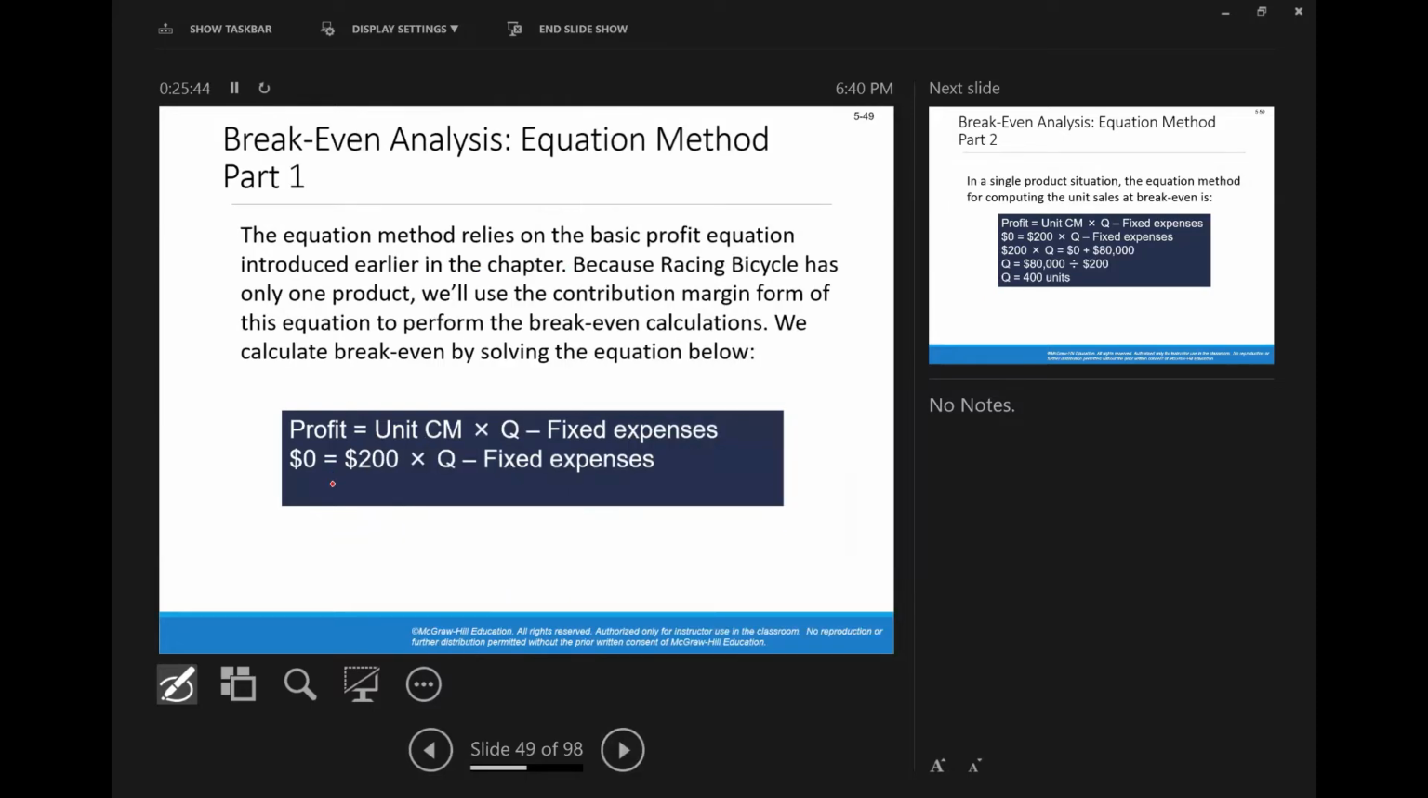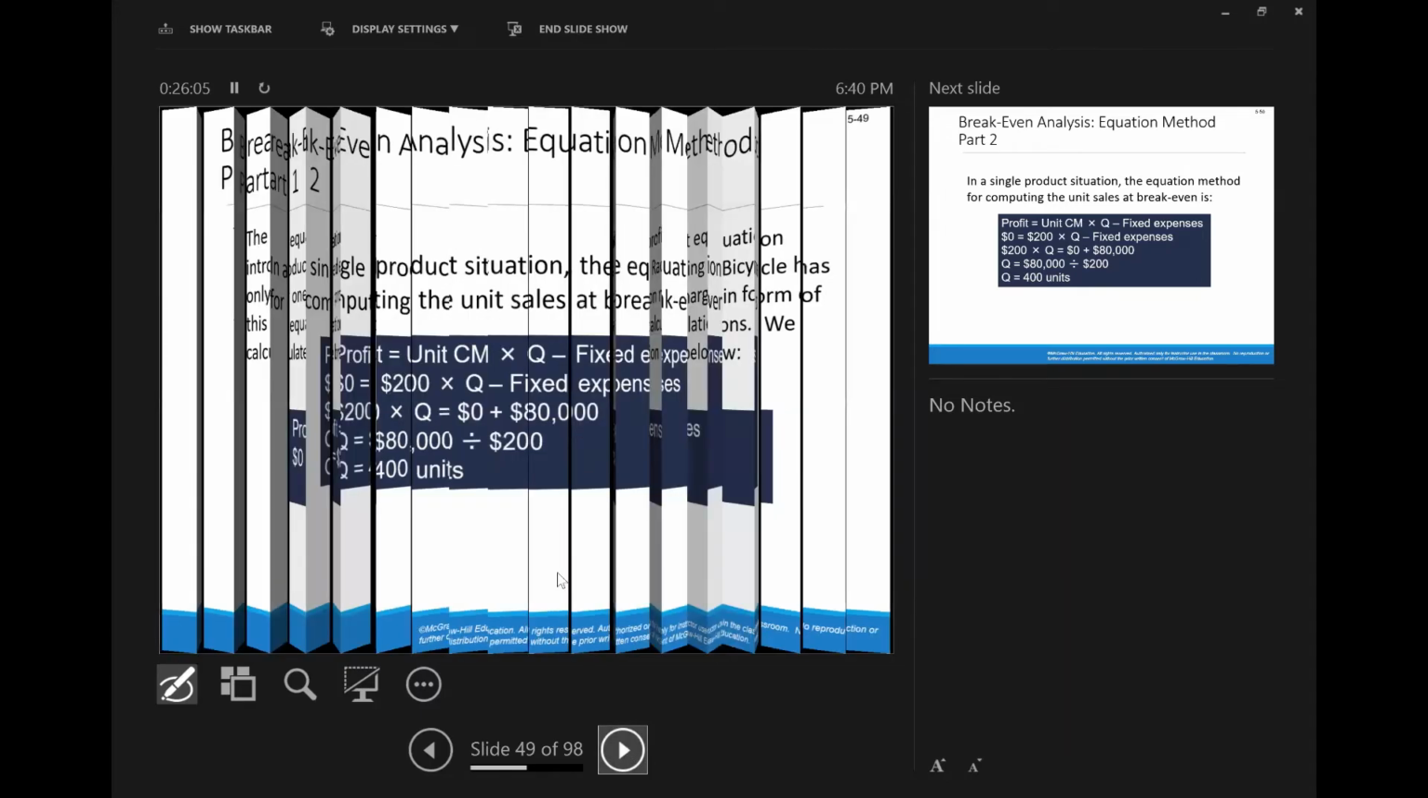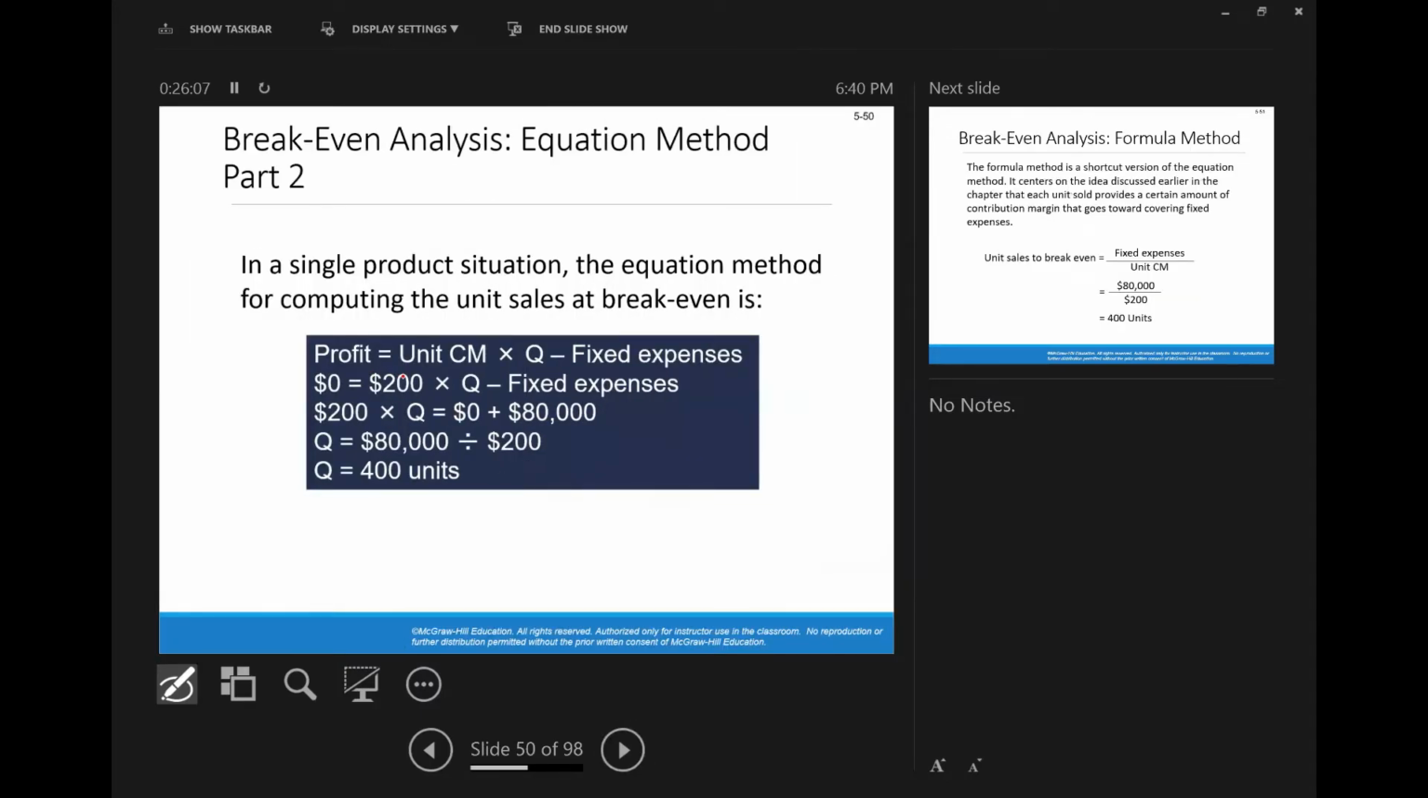All right, so we have two ways. We have the equation or the formula. Profit equals unit contribution margin times the quantity minus fixed expenses. Profit would be zero because we're looking for that break-even point. We have 200 in contribution margin times the quantity minus the fixed expenses. Okay, so we're just going to move the formula around to solve it.